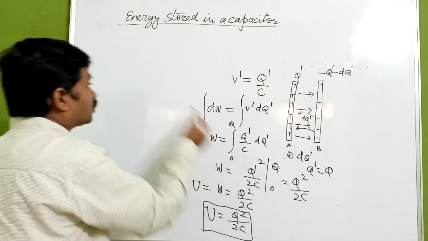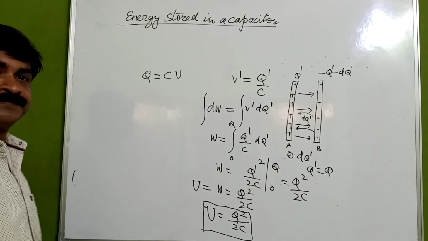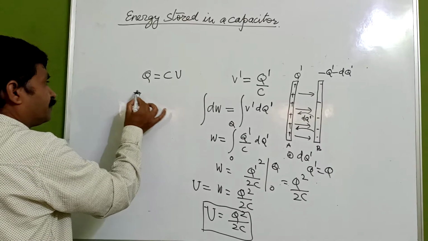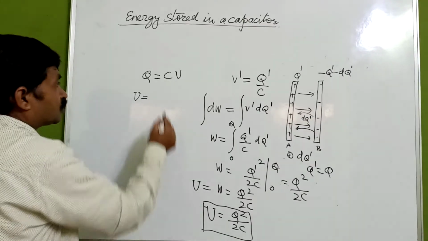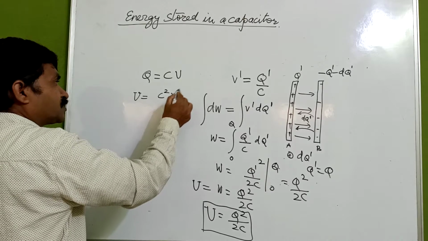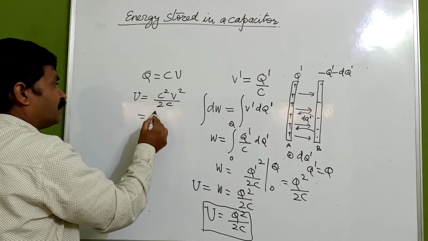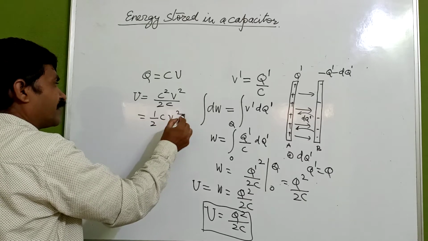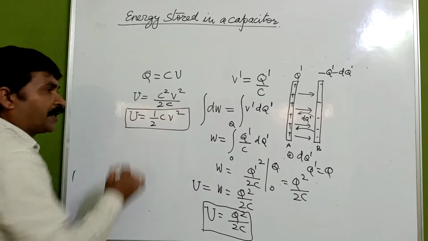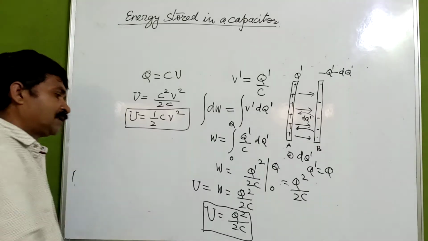Now we have Q is equal to, say, C into V. So we can have this relation in terms of capital U. Instead of Q, what can we write? C square V square upon 2C, which means it will become half CV square. This is the potential energy which we are getting in terms of capacitance and electric potential.